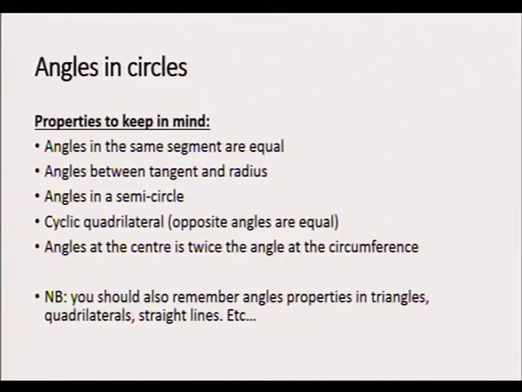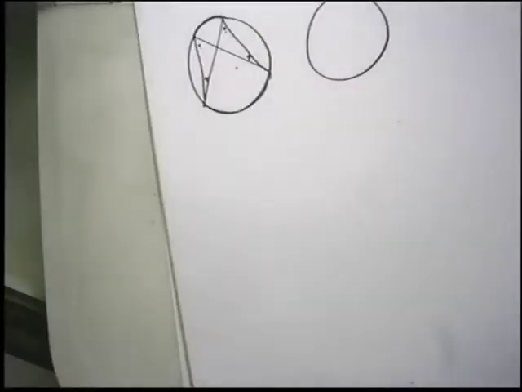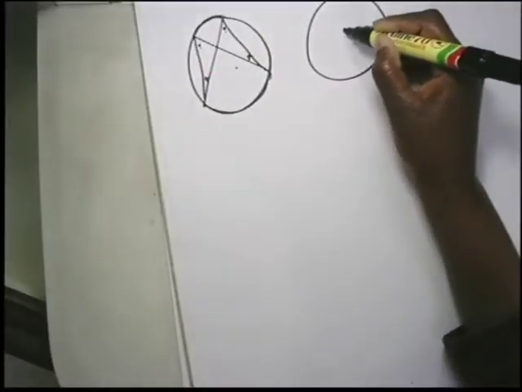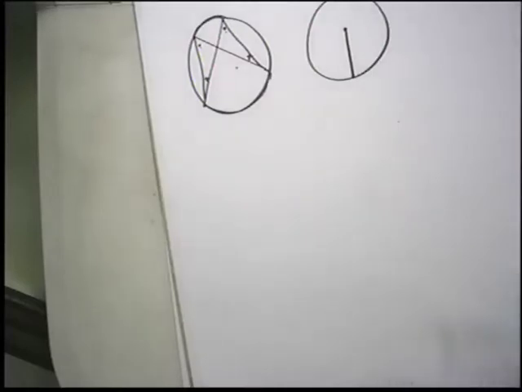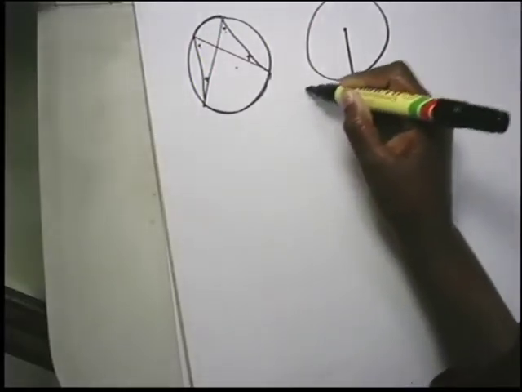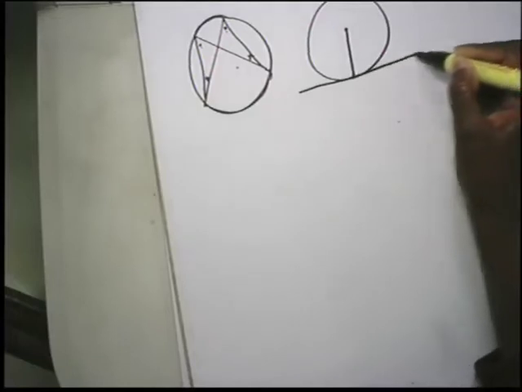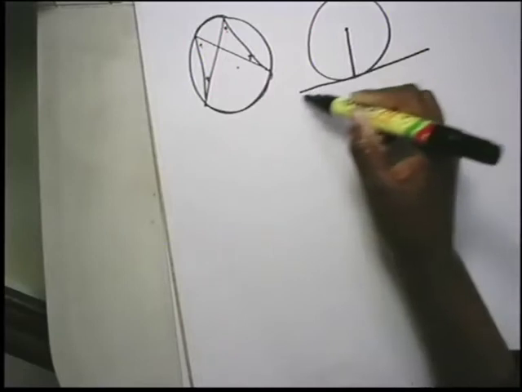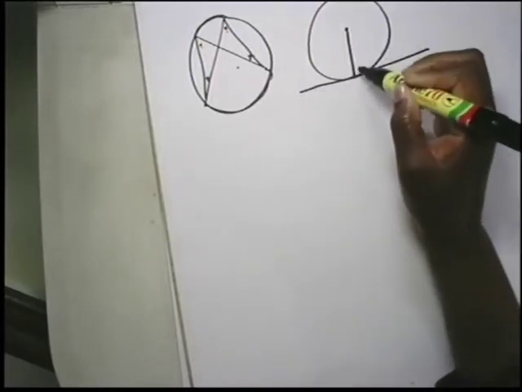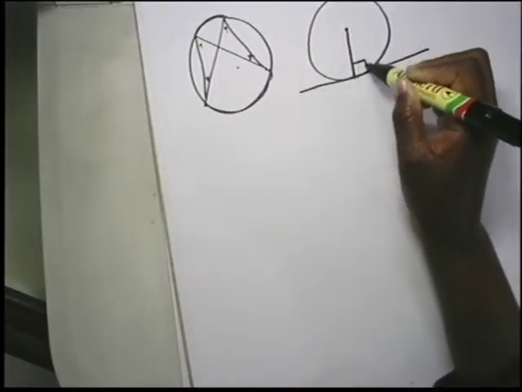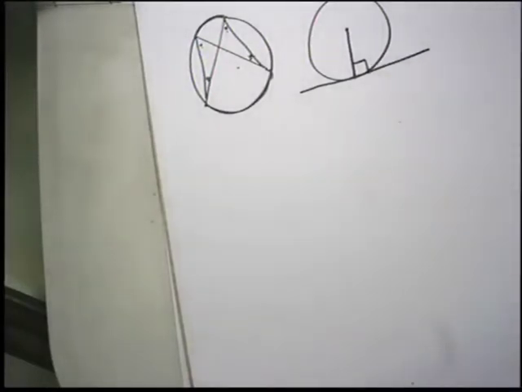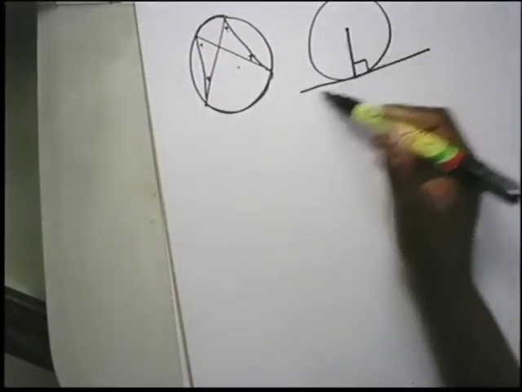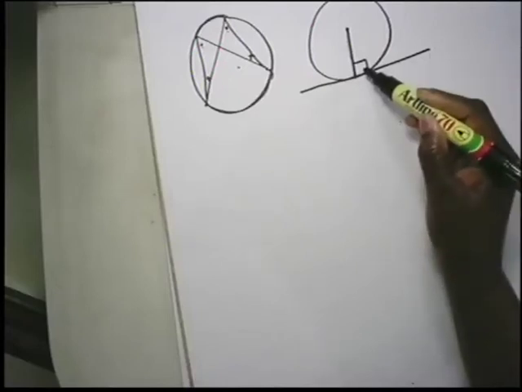Another property is the angle between the tangent and the radius. If I have a circle, the radius is the line from the center to the circumference of the circle, and the tangent is a line that you draw outside the circumference, just touching there. So the angle that will be formed between the radius and the tangent of the circle is 90 degrees. The angle that forms between this radius and the tangent is 90 degrees. It's a right angle.